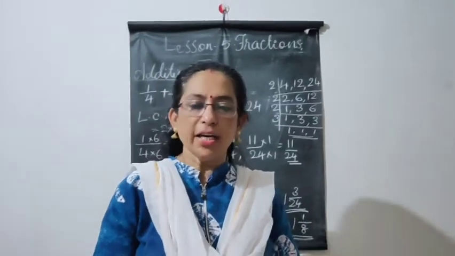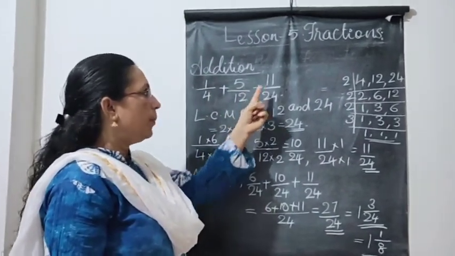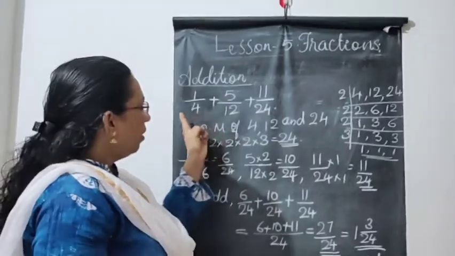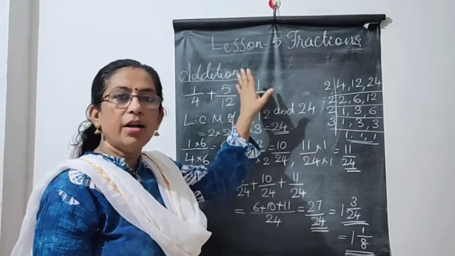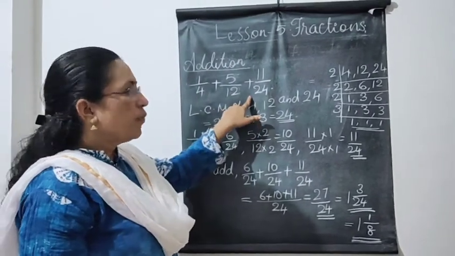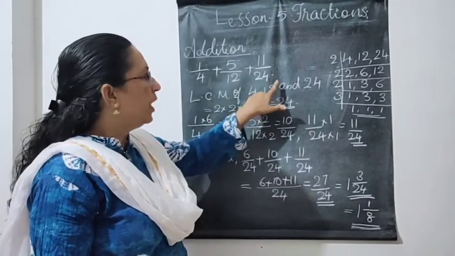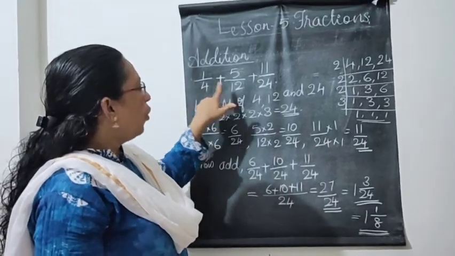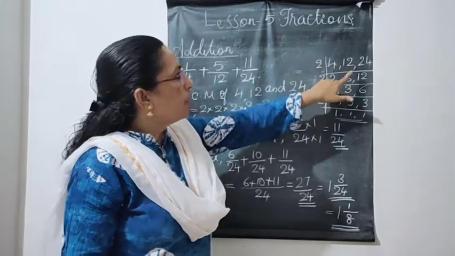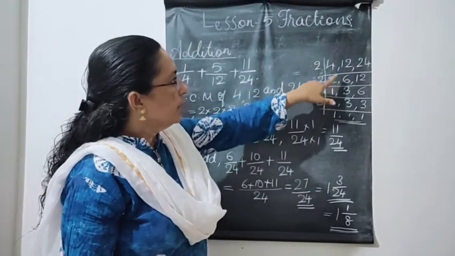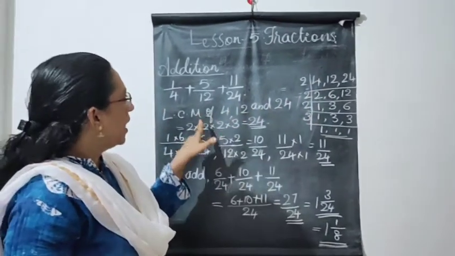Next, addition of unlike fractions. See the example, 1 by 4 plus 5 by 12 plus 11 by 24. All these fractions have different denominators. That means these fractions are unlike fractions. In this case, the first step is we have to find the LCM of the denominators. 4, 12 and 24. Take the LCM of these numbers. Using the prime factorization common division method, you have to find the LCM.